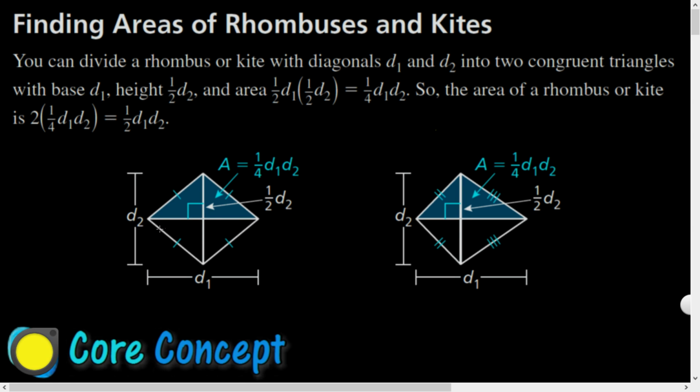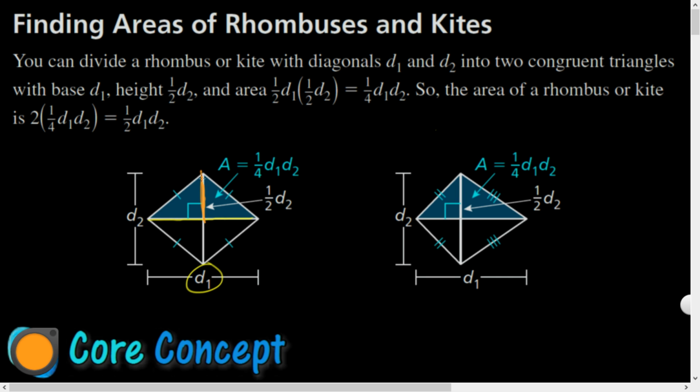But check this out. Take the two diagonals, D1 and D2, of this rhombus. Imagine that? You with me there? And I wanted to find the area of this. The base of the triangle that is half of this rhombus would be D1. You guys agree? And the height of this triangle would be half of diagonal 2. So half of diagonal 2 is the height.